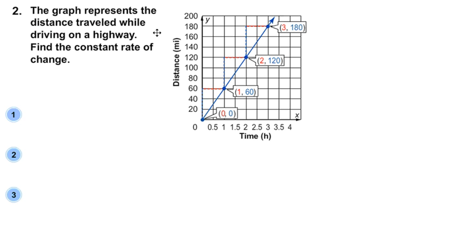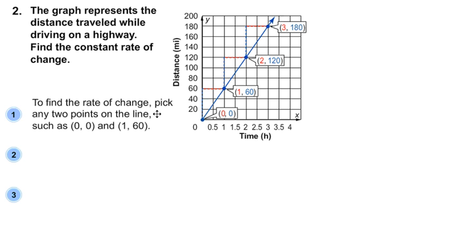The graph represents distance traveled while driving on a highway. Find the constant rate of change. Normally when I'm picking points, I like to pick the first 2 because the numbers are smaller and they're easier to compute. So I'm going to pick any 2 points. You really can pick any ones that you want because in a constant rate of change, all the ratios are going to be equal. I just, like I said, like to choose the first 2 ones because the numbers are smaller.